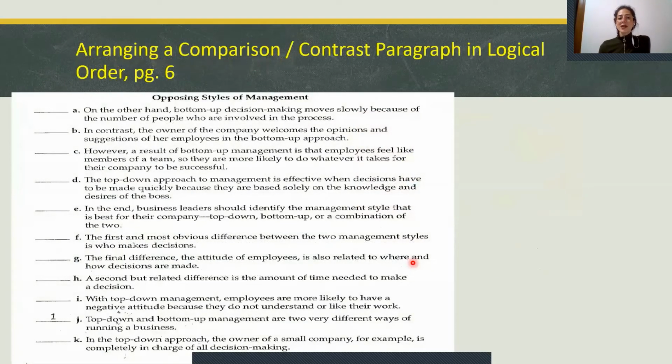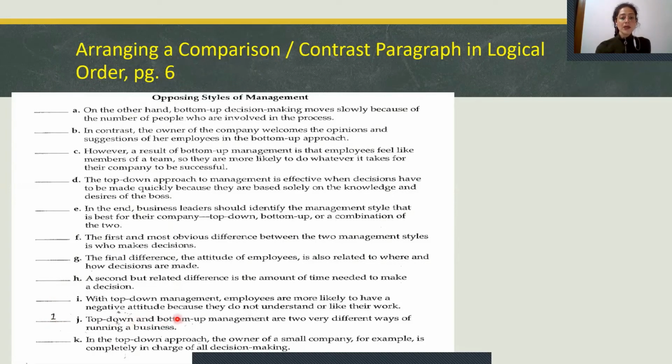Okay, this is your second practice, sorry. You can see this in written version on page 6 in your writing packs. Okay, what am I going to do here? I will arrange a comparison and contrast paragraph in a logical order. Right now, it is not in order, so I will try to make it in order. It gave me the first sentence here.